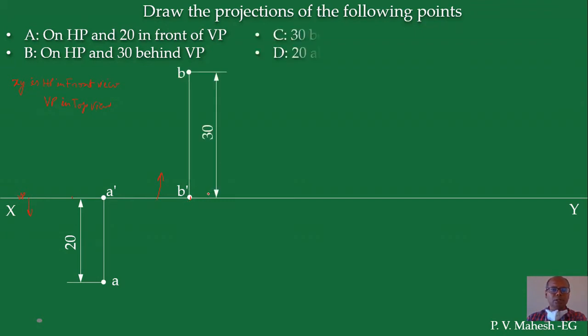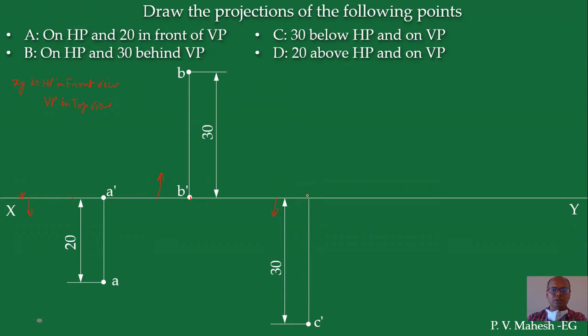Okay, this is done. So next one is 30 mm below HP and on VP. 30 mm below HP. So in front view, this is HP and this is below HP. 30 mm below HP and on VP. So this is on VP, in top view, this is VP.